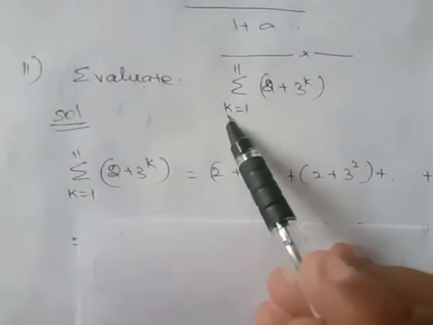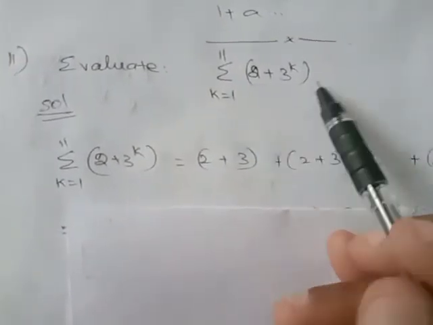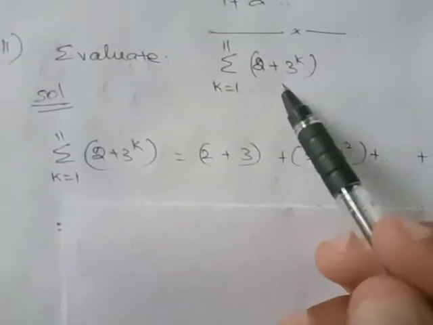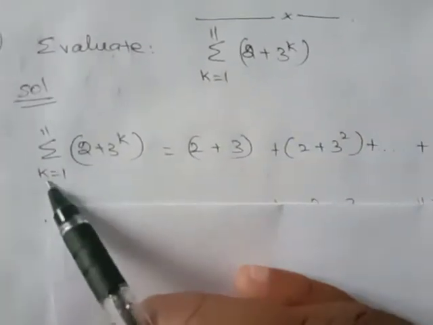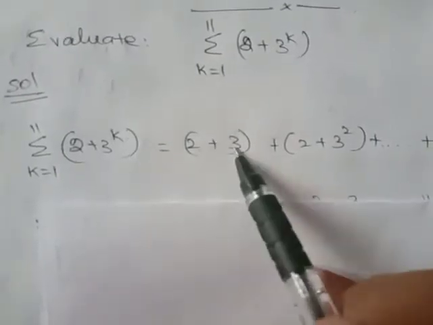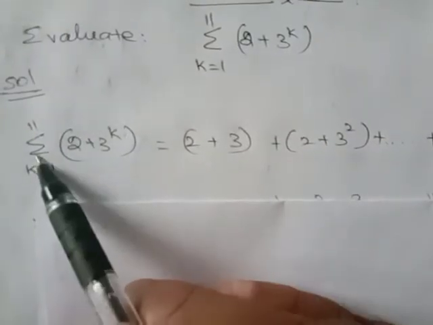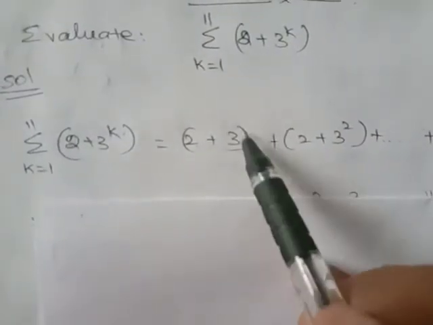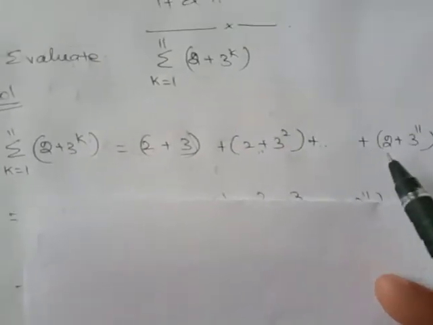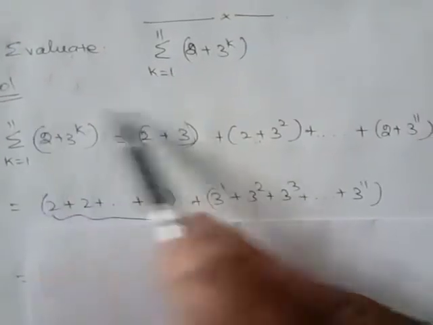Evaluate summation of k is equal to 1 to 11 of 2 plus 3 power k. First we need to expand this expression and then we will find out the answer. So when we apply 1 here, in place of k we substitute 1, we get 2 plus 3, and then in place of k we have to substitute 2. Summation symbol is there, hence we have to add the first term with the second term. Similarly it keeps on going on. We will keep on substituting the value of k from 1 to 11.